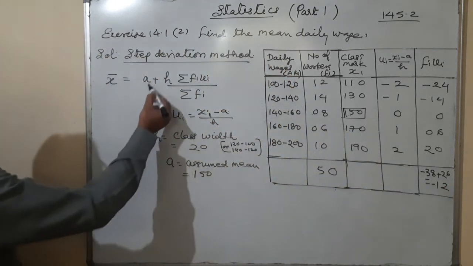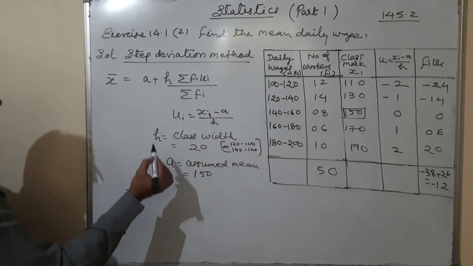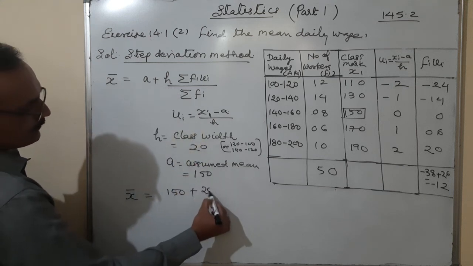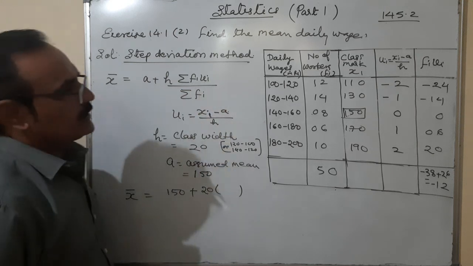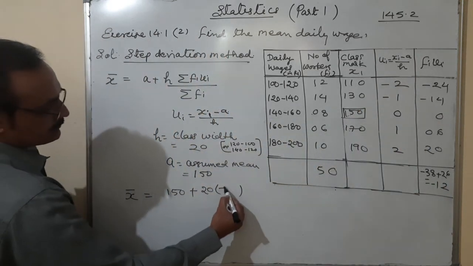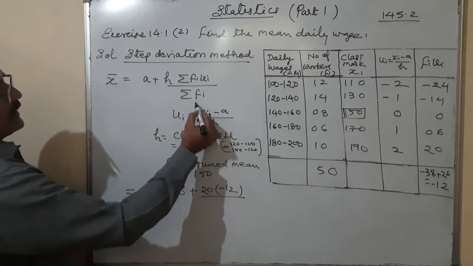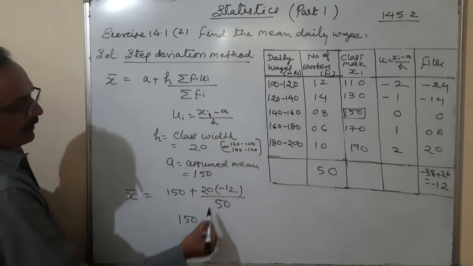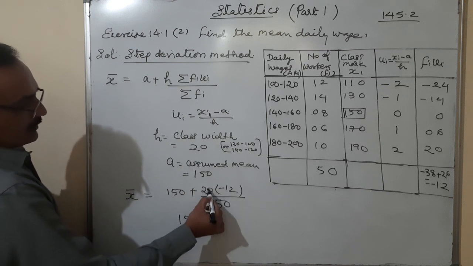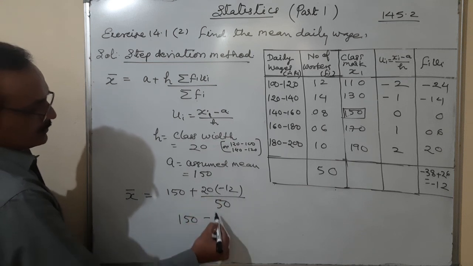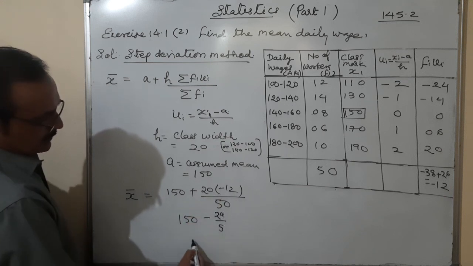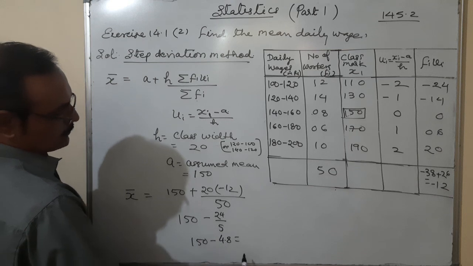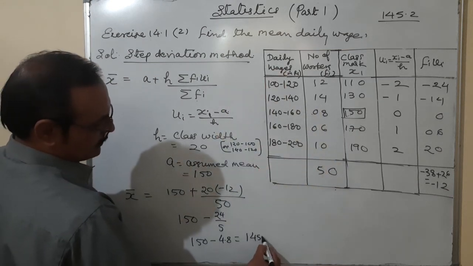Okay. We'll put the value here. X bar is equal to A, assumed mean 150, plus h is 20, summation fi ui, sum of this column minus 12, upon summation fi. Summation fi is 50. What is coming? 150 plus minus minus, the 0 is cancelled, 12 2s are 24 upon 5. Same result: 150 minus 5 4s are 20, 4.8, and 150 minus 4.8 is 145.2.